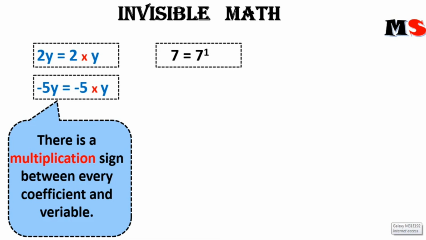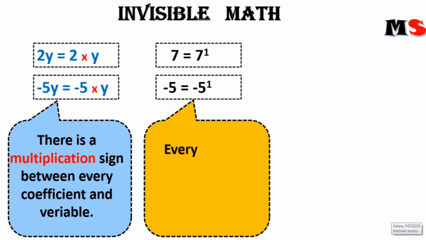Next, we have 7 and minus 5. If there is no written exponent, then it means the exponent is always 1. That means 7 can be written as 7 to the exponent 1, and minus 5 can be written as minus 5 to the exponent 1. Then 1 becomes the invisible term. So every number has an exponent 1.